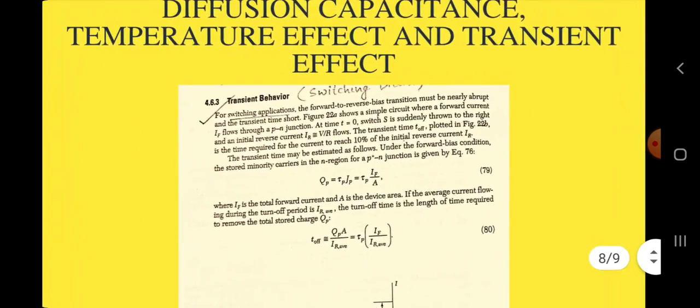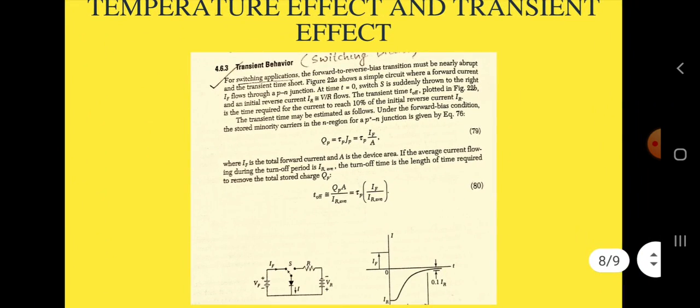So for transient behavior, for switching applications, the forward to reverse bias transitions must be nearly abrupt and the transient time short. This shows a simple circuit where forward current IF flows through a PN junction. At time t equal to 0, switch S is suddenly thrown to the right and an initial reverse current IR, that is nearly equal to V by R, flows. The transient time t off is plotted in this diagram. It is the time required for the current to reach 10% of the initial reverse current IR.